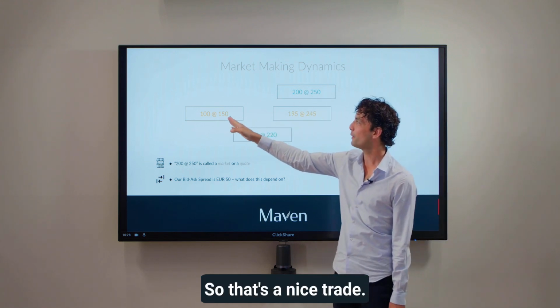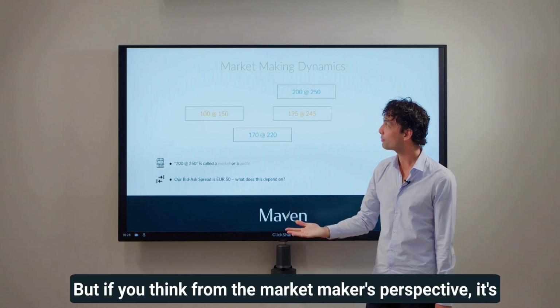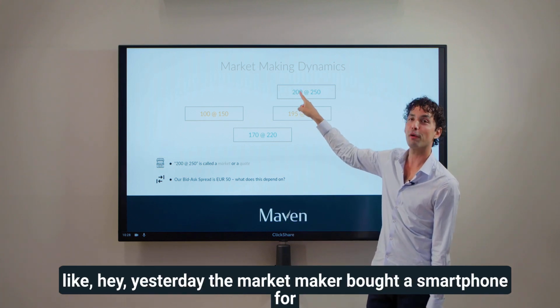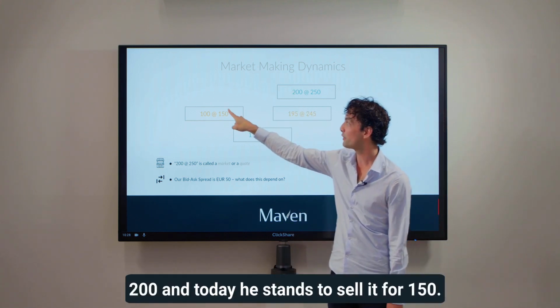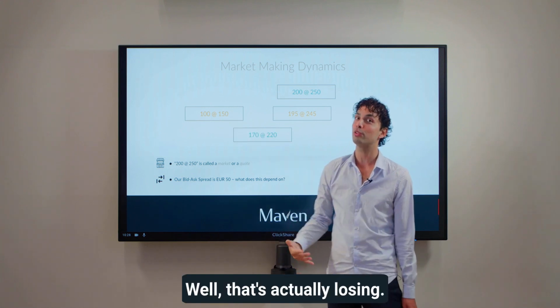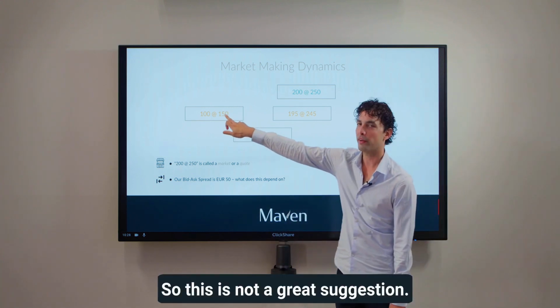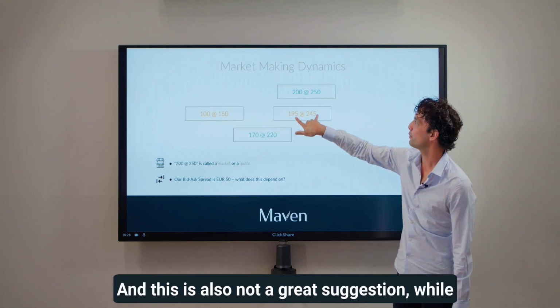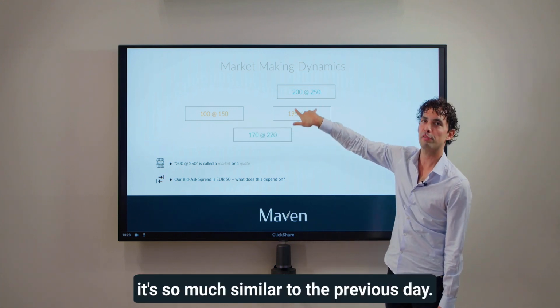So that's a nice trade, but if you think from the market maker's perspective, it's like, hey, yesterday the market maker bought a smartphone for 200, and today he stands to sell it for 150. Well, that's actually losing, right? So this is not a great suggestion, and this is also not a great suggestion. Well, it's so much similar to the previous day.